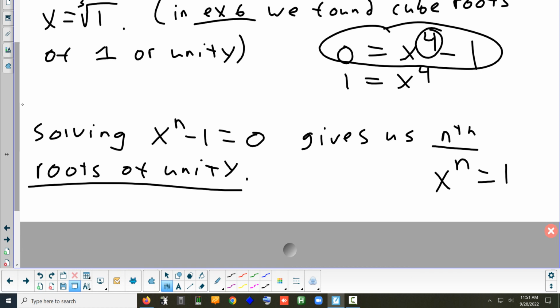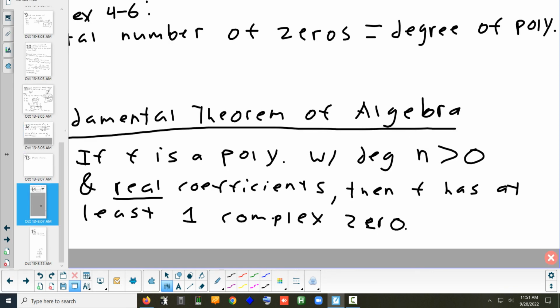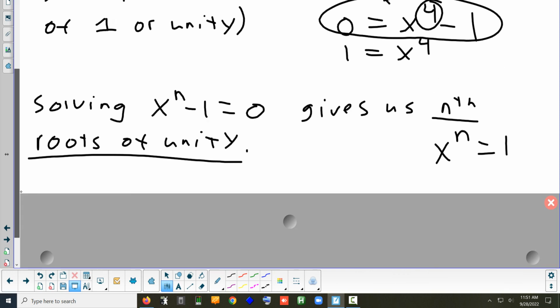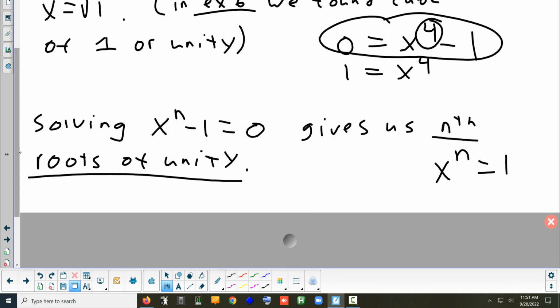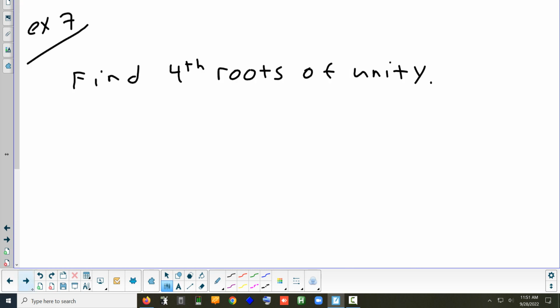We're actually going to do that one right now, x to the 4th minus 1. And it's a lot easier than doing x cubed minus 1. Okay, so let's see if we can solve that one that I circled. 0 equals x to the 4th minus 1. That's the next problem. Find the 4th roots of unity. 0 equals x to the 4th minus 1.